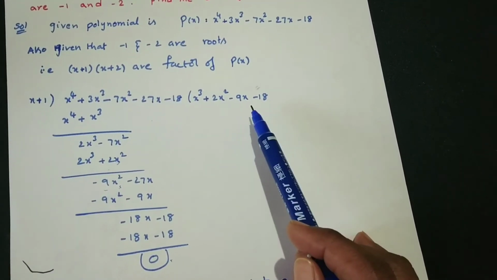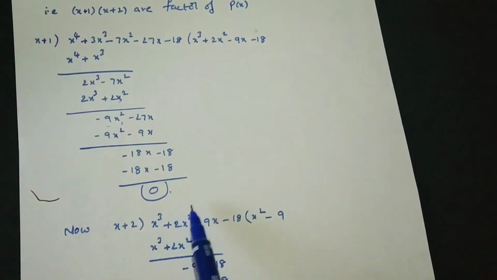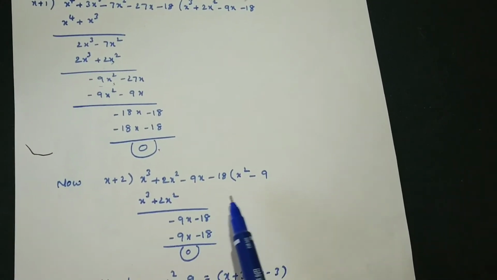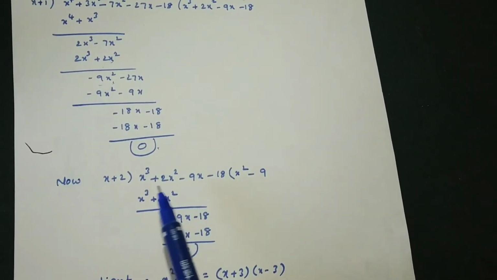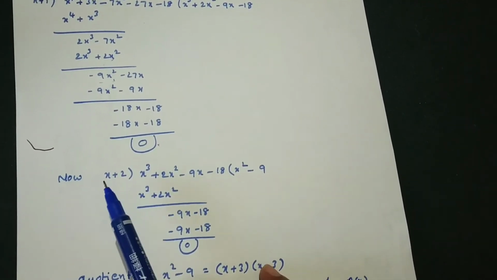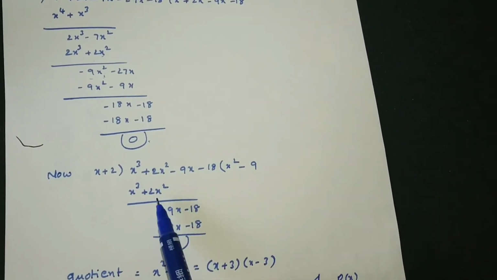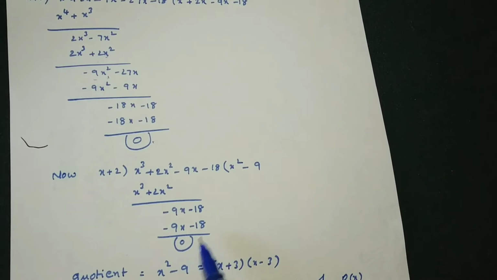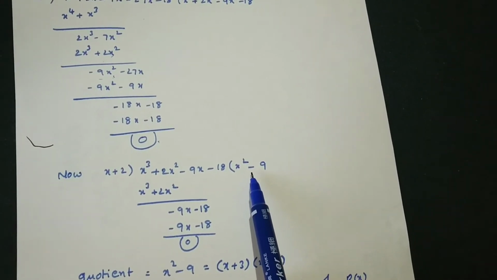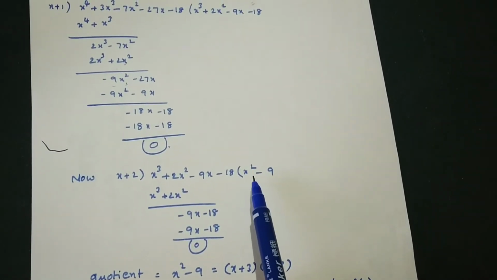Again, x plus 2 is a factor, so this quotient should be divided by x plus 2. Same process: to get this x cube, x should be multiplied with x square. Write it as it is, and you are going to get 0 as the remainder, and the quotient is x square minus 9. So p of x is equal to x plus 1 into x plus 2 into x square minus 9.